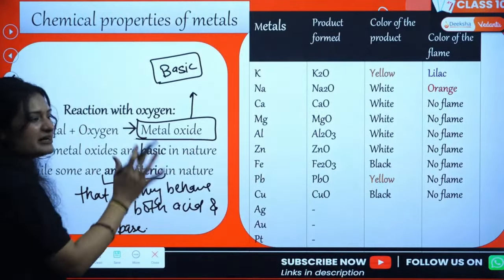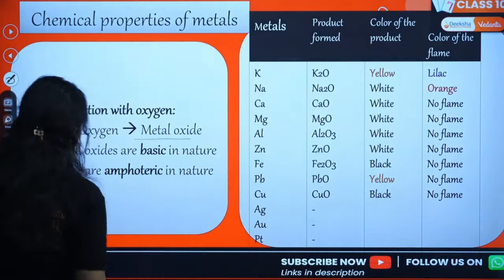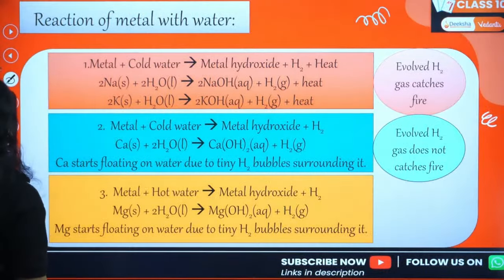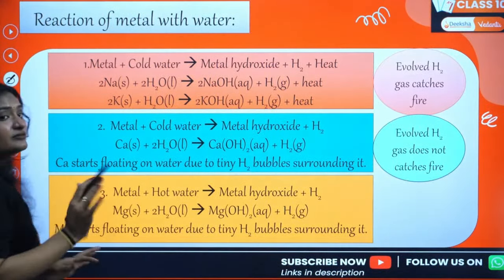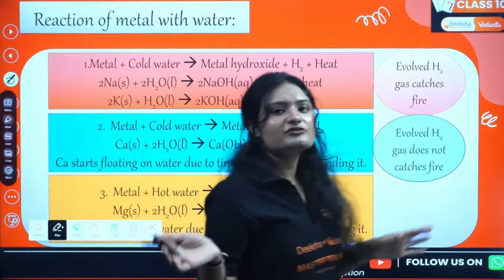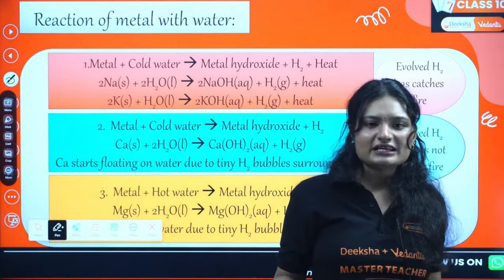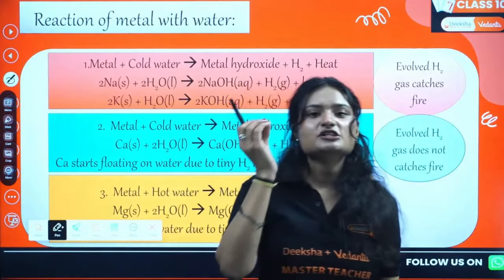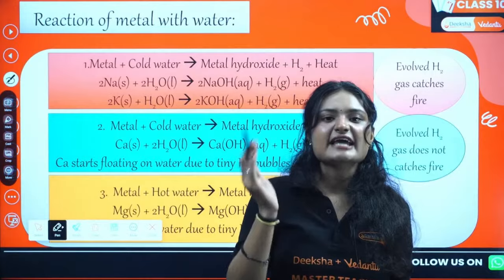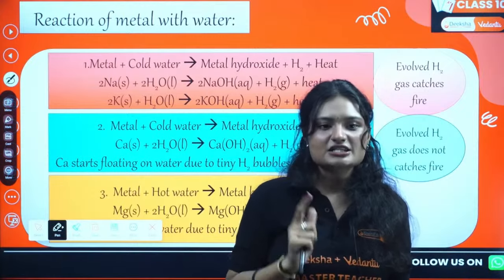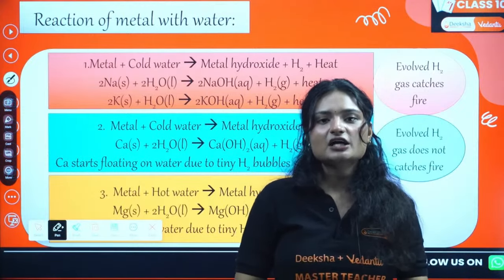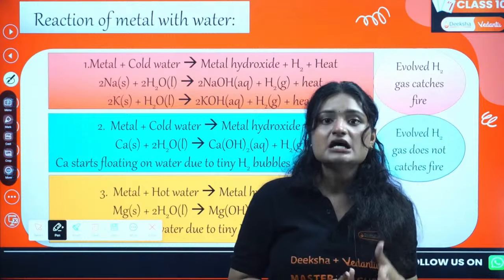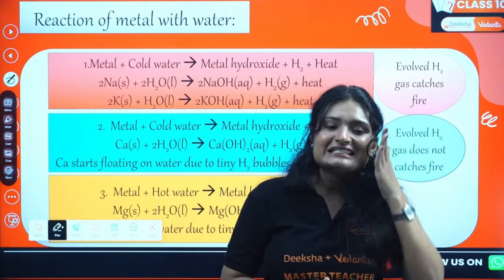Okay, next, these are the first reactions, right? Reaction with oxygen. Metals also react with water, and they react with water differently. And what determines that? What determines which metal reacts with what kind of water? That is the reactivity series, my dear kids. We have a reactivity series of metals in which metals are arranged in decreasing order of their reactivity.